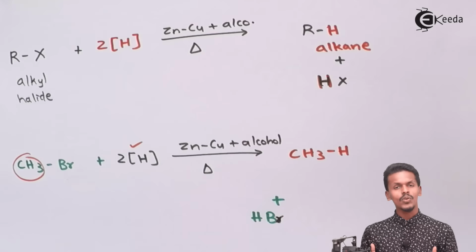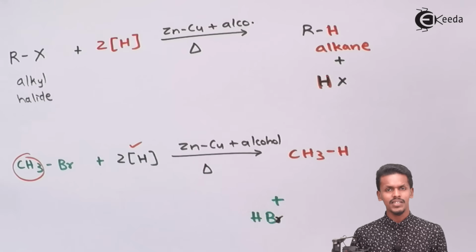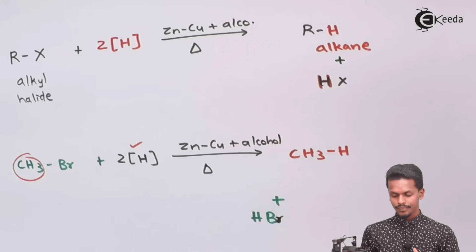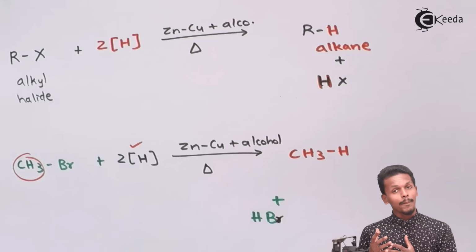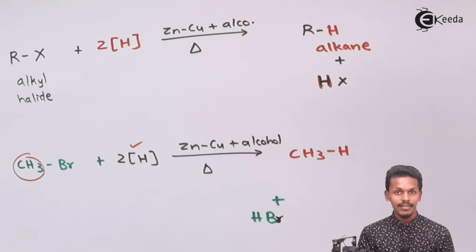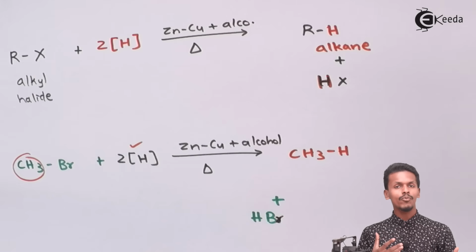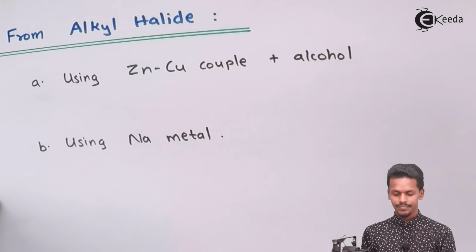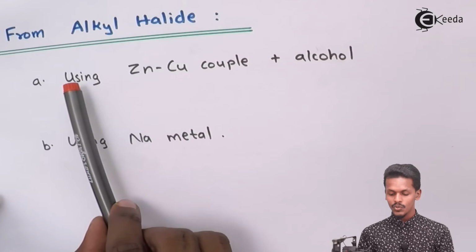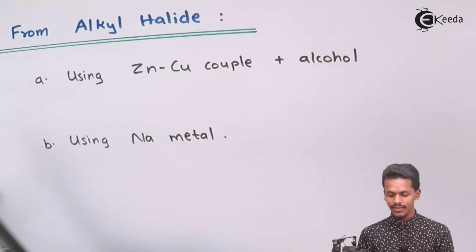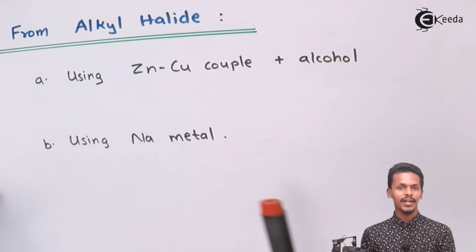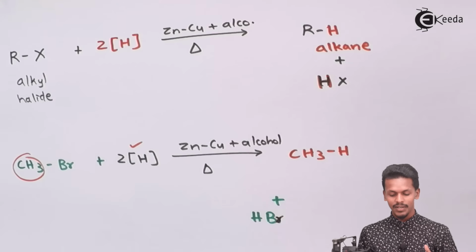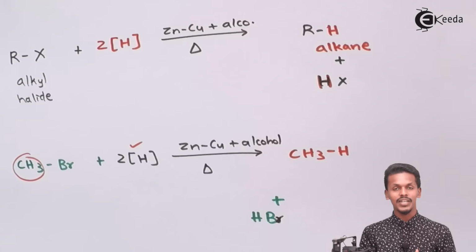The naming of this was very easy, and the question will be asked in a very simple format, that is, how can you prepare methane from alkyl halide. So this is what we can do, and we have two options, because earlier we discussed that we could prepare an alkane using zinc couple, or using sodium metal. But this reaction is only possible when zinc couple is used.